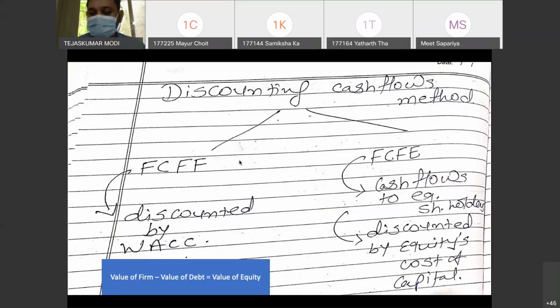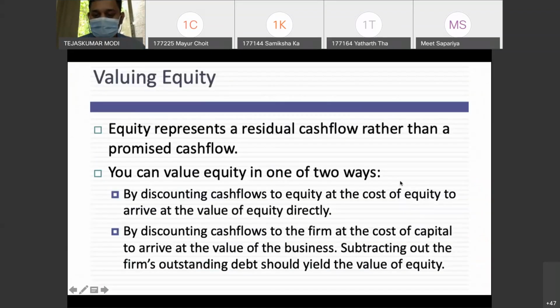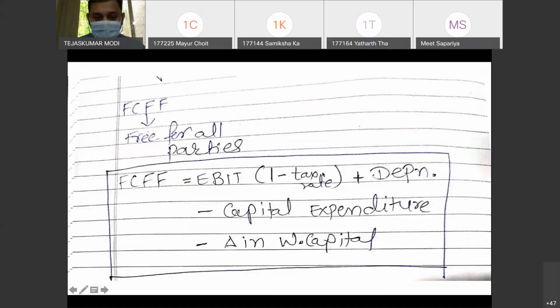In case of FCFE, I need to discount free cash flow available to the equity shareholders by cost of equity, and that would give me the value of equity directly, right? So these are the two approaches. We also discussed how FCFF and FCFE is calculated, right? Because we are talking about free cash flow available to equity plus debt, we will start with earnings before interest and tax, and this is accounting earnings, right? So first we minus tax, we get rid of the effect of the tax, so the remaining amount is available to the firm as profit.